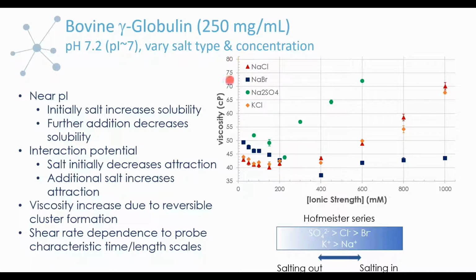What we have in the plot here is viscosity as a function of ionic strength. We've added sodium chloride, sodium bromide, sodium sulfate, and potassium chloride to see how adjusting the salt concentration for these different salts would change the viscosity behavior. The general trend that we see for all of the salts, although they differ quite a bit depending on the salt type, is an initial decrease in viscosity and then an increase. And the extent of this seems to depend quite heavily on the type of salt.